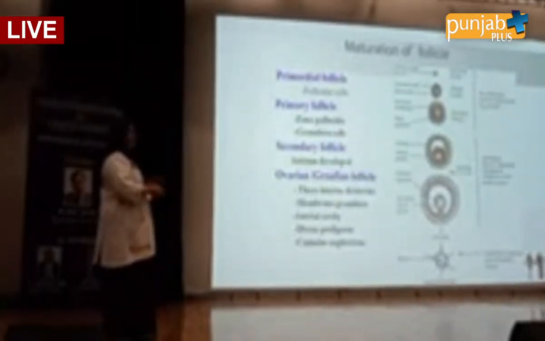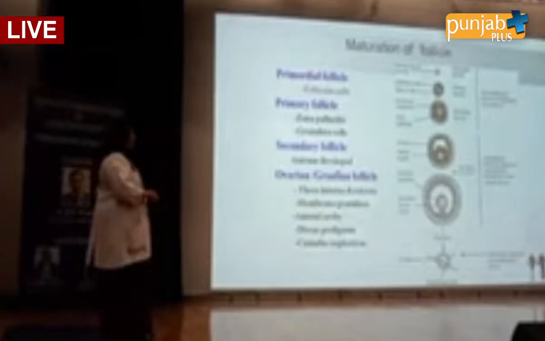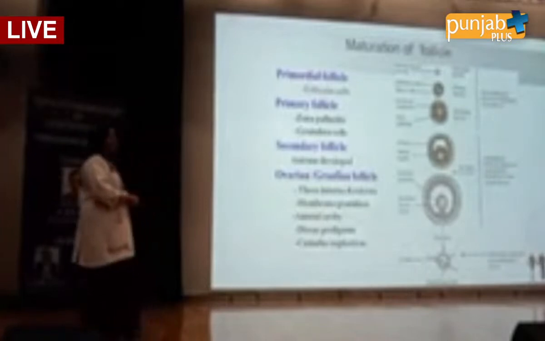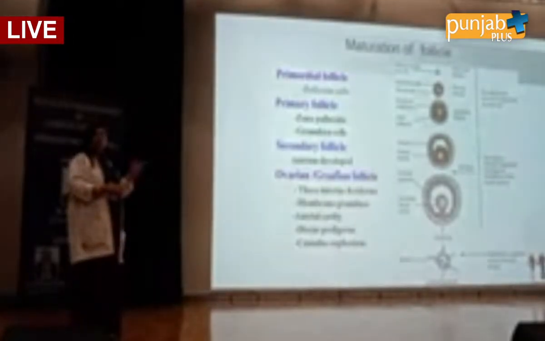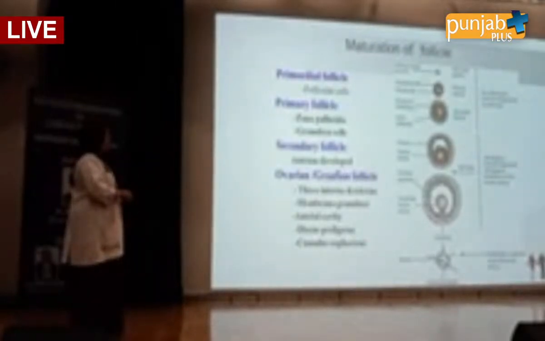And here, just before ovulation, there is the formation of the first polar body. The first meiotic division that was arrested at prophase completes here, and there is the formation of the secondary oocyte and the first polar body.